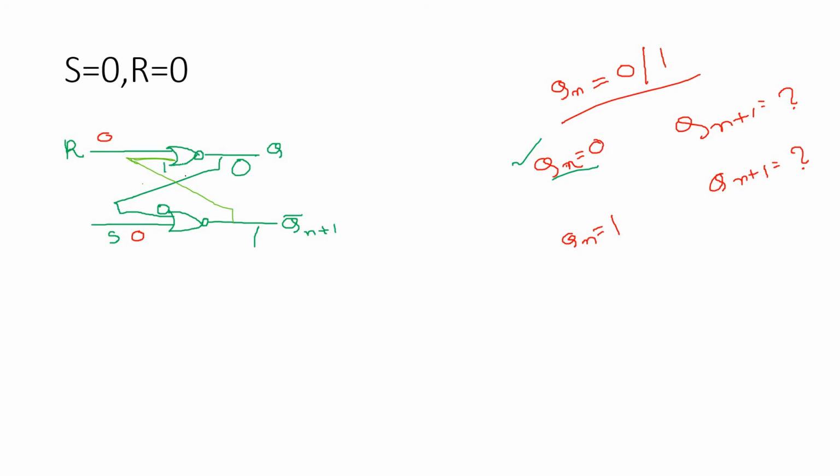This one will come here, and for this NOR gate, one input is 0, other input is 1. For the upper NOR gate, as at least one input is 1, no need to think much, the output will be 0. As you know, for the NOR gate, if at least one input is 1, output is 0. So what we are getting: we have assumed Qn equal to 0, and we are getting Q of n plus 1 as 0 and Q bar of n plus 1 as 1.